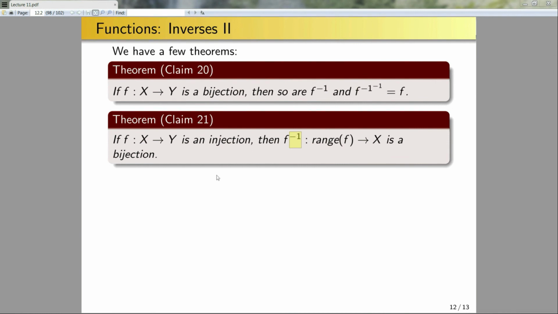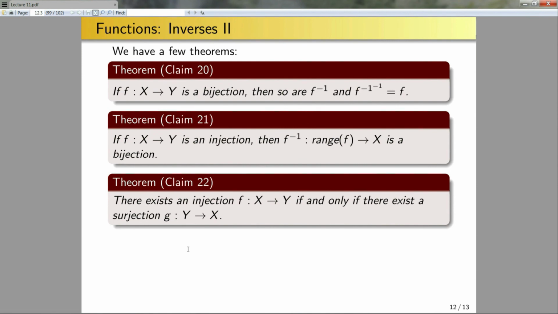So the main issue here is that this initial function f that I started with is an injection, but it might not be a bijection because we don't know if it's a surjection or not. And this is really where this restriction of f inverse from the range of f will come in. Because I know if I have any given function, if I restrict its codomain to be the range, by definition, it's surjective. So that's the main thing I need to overcome to prove claim 21. So again, the proof is in the book, but if you have any questions, you can ask in office hours or on Piazza.